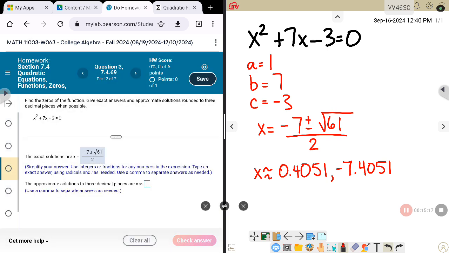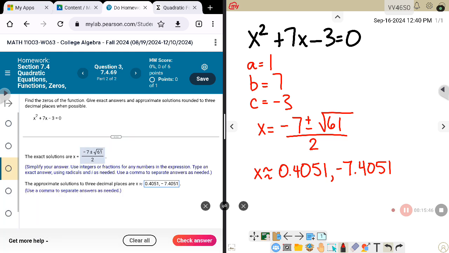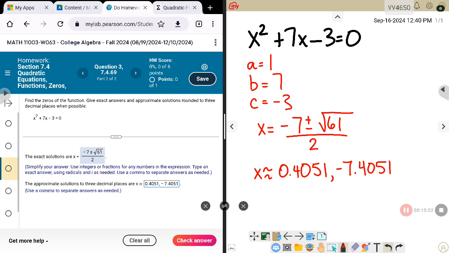Now it's going to ask for the approximate solutions. So these are the ones where you have the decimals that you rounded. So the first one is 0.4051, comma, the other one, negative 7.4051. Check your answer. Oh, what did I do? Go back to your quad calculator. Did I write it wrong?